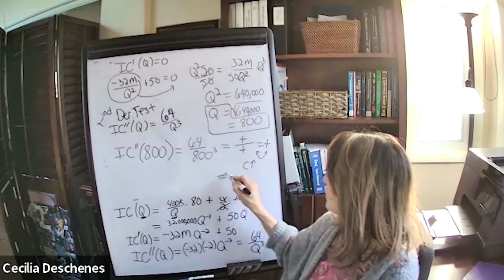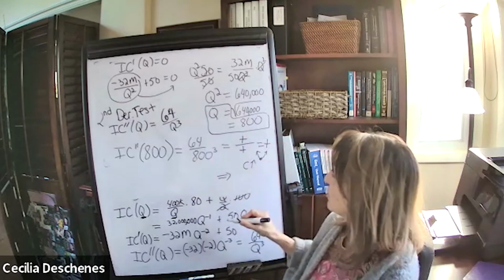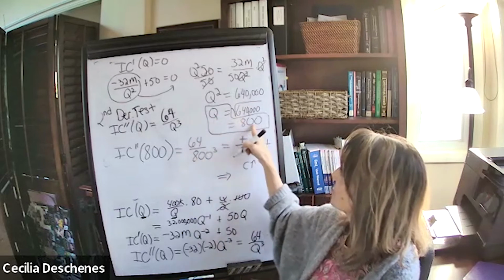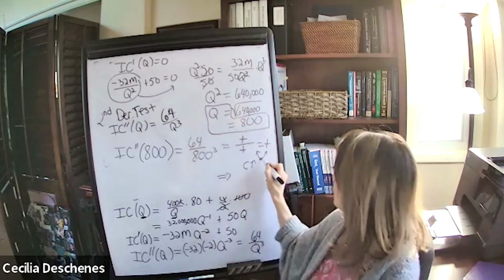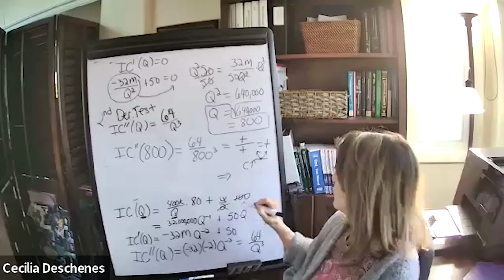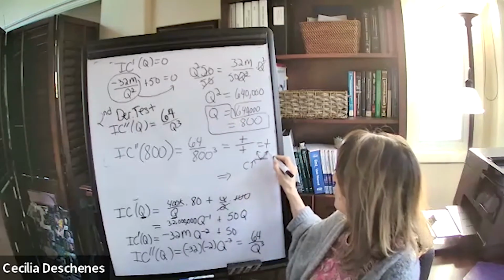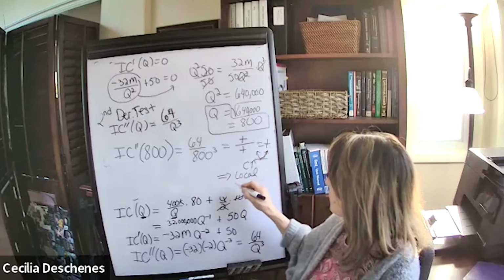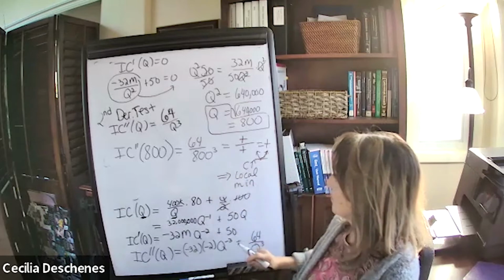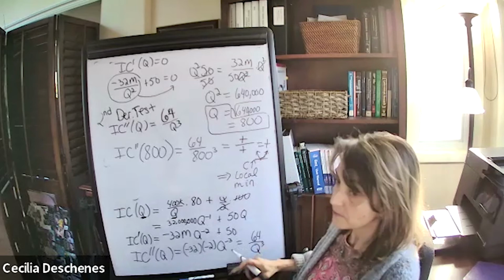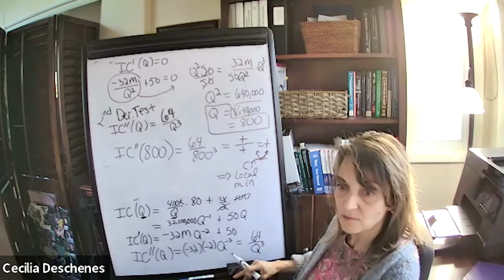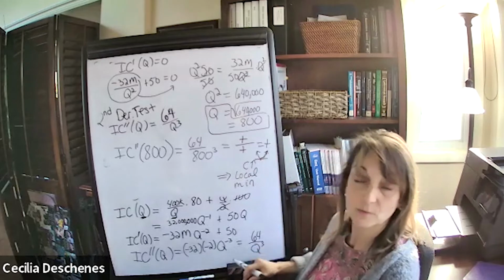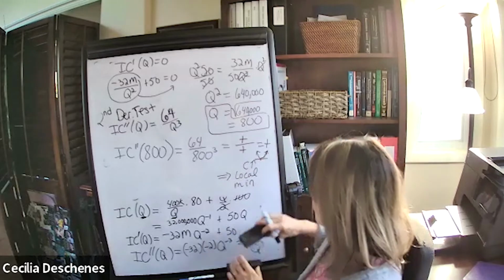So if it's concave up, you have to have a local minimum, because we already know that Q equals 800 makes the first derivative 0. So we know we have a horizontal tangent, and now we know it's concave up. So that means it's a local minimum. All right, so we have answered the question about what order size will minimize the annual inventory cost.